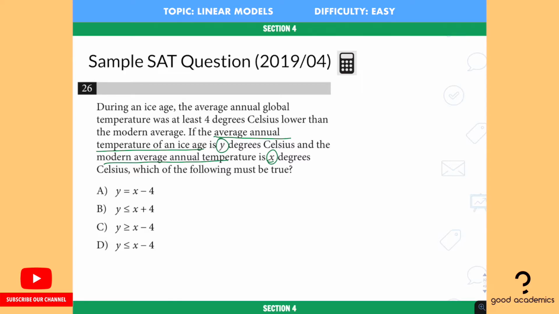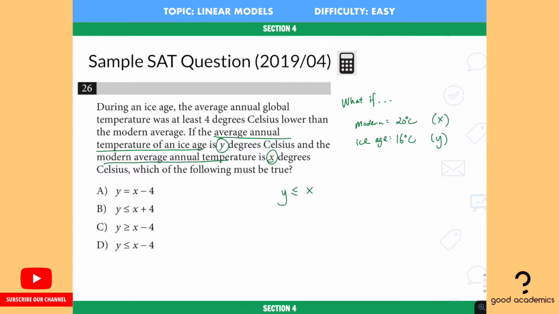So let's think about a what if scenario. If the modern temperature is 20 degrees Celsius, what will be the ice age temperature? Well, if it's at least 4 degrees Celsius lower, that means it will be as high as 16 or anywhere lower than 16, right? This is our X, this is our Y. So at least we can write down Y is less than X for sure. But now, how do we take care of the number 4 here?